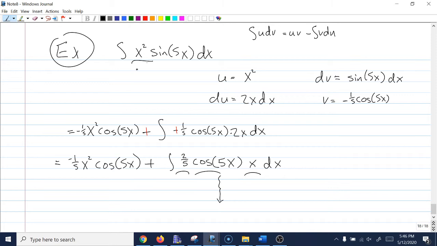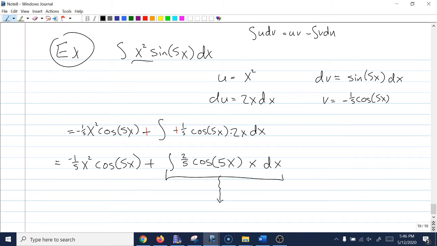Aha, we have made progress. We used to have something with two x's in it, and now we have something with only one x. It is one step simpler than it used to be. Am I ready to do the problem? No, I don't know this integral right away off the top of my head. How can I do this problem?